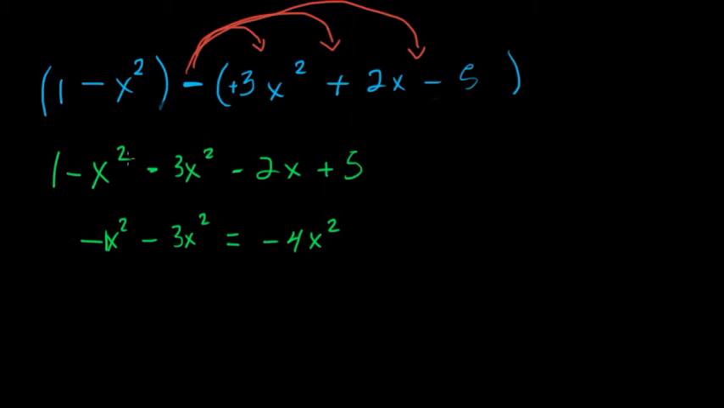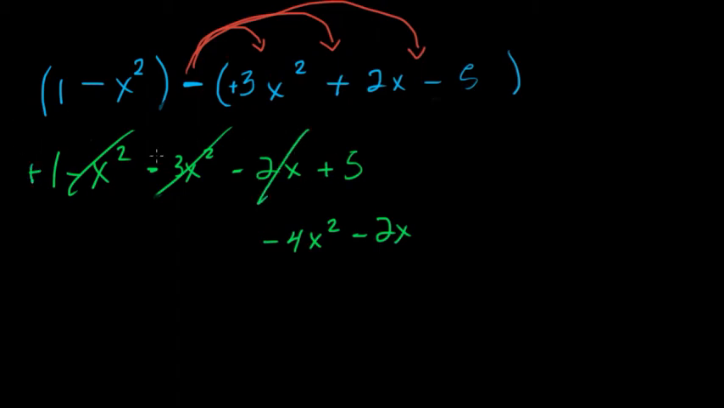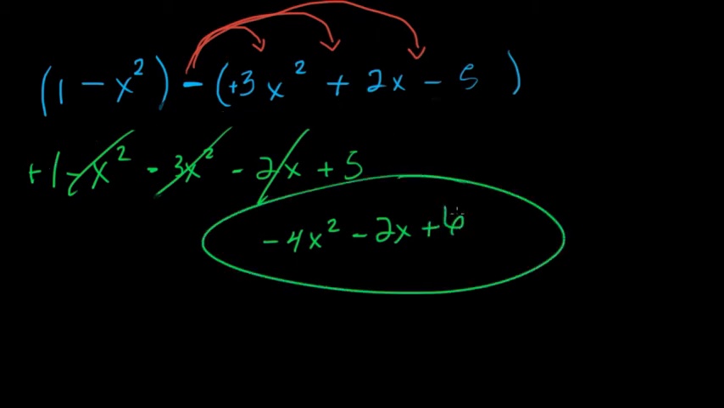Now that we're done with our x squared terms, let's go down to our first degree terms, our first power terms. Well, we have a minus 2x. Is there any other x term here? Well, no, there's not. So we'll just bring down this minus 2x, and we're done with that. Now, we have a positive 1 and a positive 5. What do we do with these? 5 plus 1, of course, is a positive 6. And that is the sum of this polynomial.